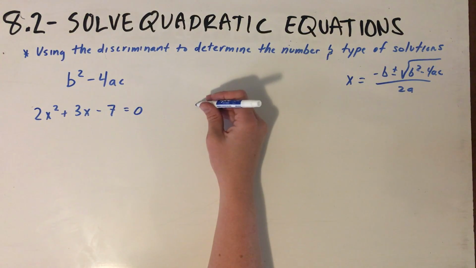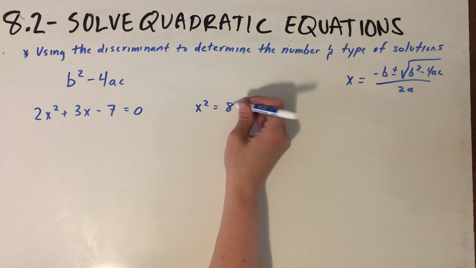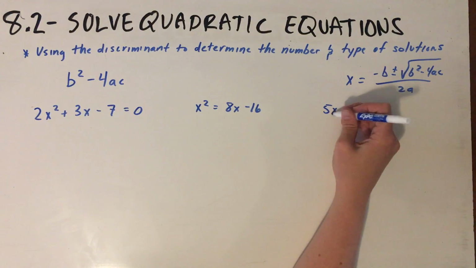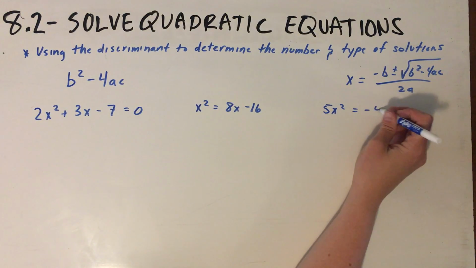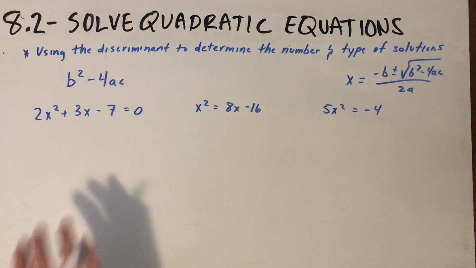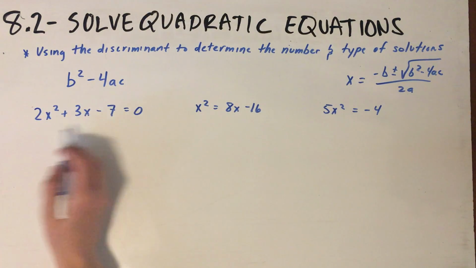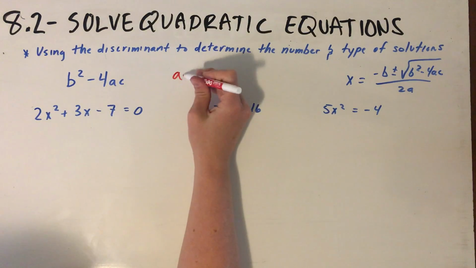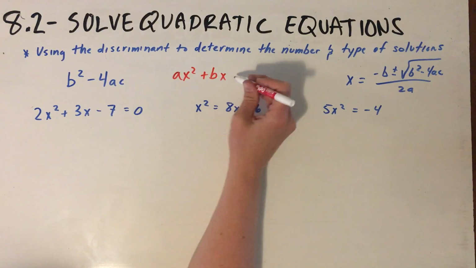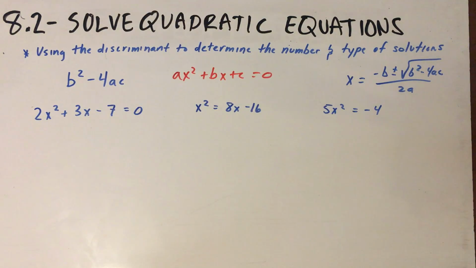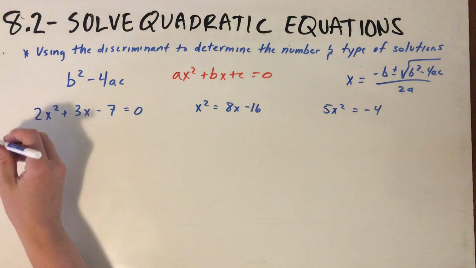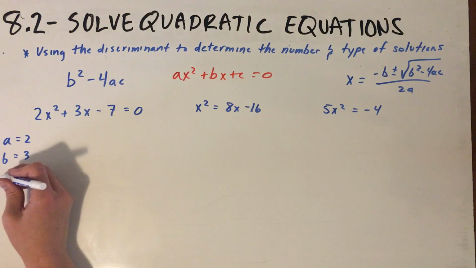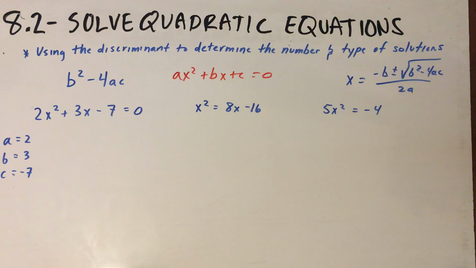So there's one problem. Another problem, and another problem. Before we can plug into the discriminant, remember that it has to be in the format of ax squared plus bx plus c equals 0, to identify a, b, and c. So this one is good. We're going to say a is 2, b is 3, and c is -7.